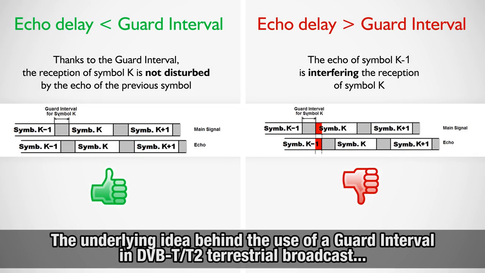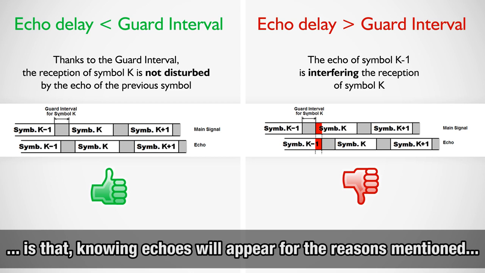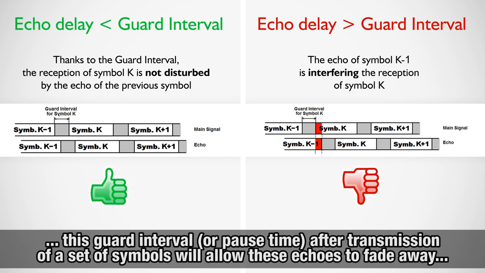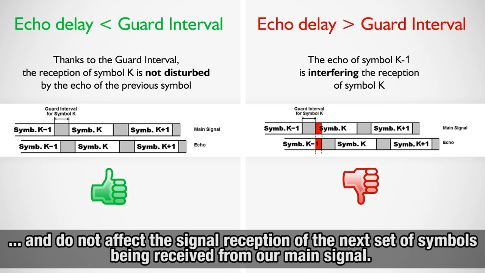The underlying idea behind the use of a guard interval in DVB-T/T2 terrestrial broadcast is that, knowing echoes will appear for the reasons mentioned, this guard interval or pause time after transmission of a set of symbols will allow these echoes to fade away and not affect the signal reception of the next set of symbols being received from our main signal.